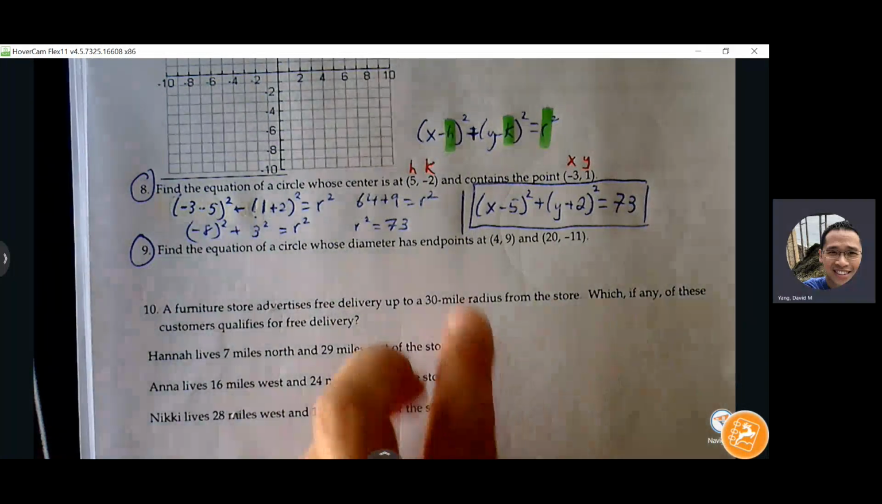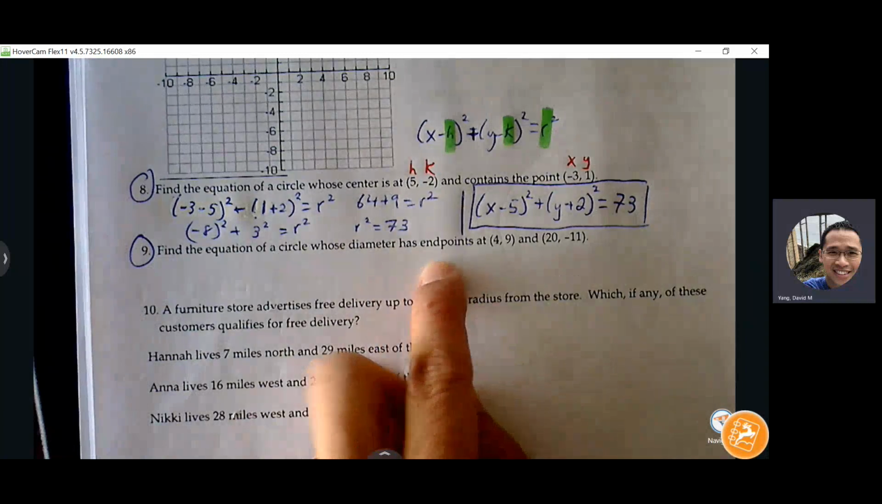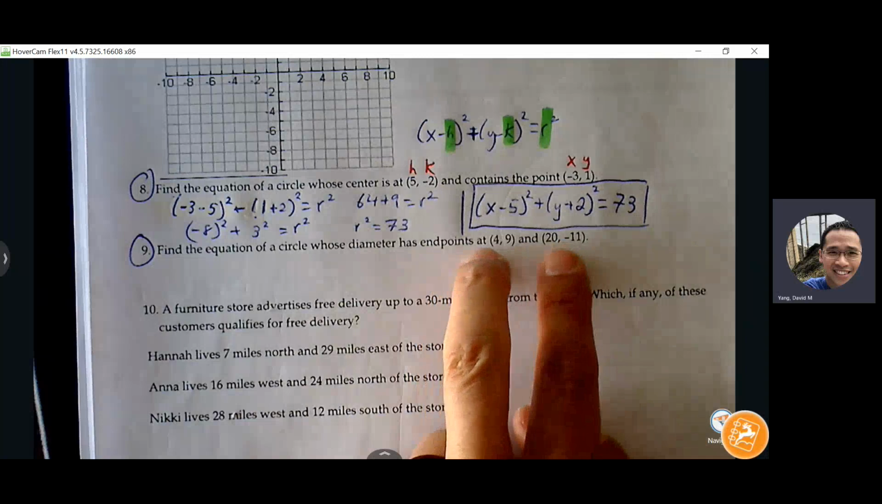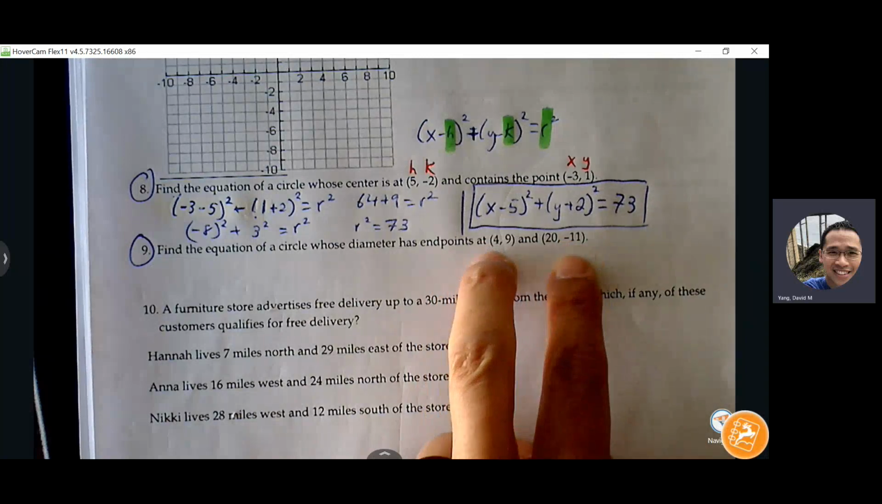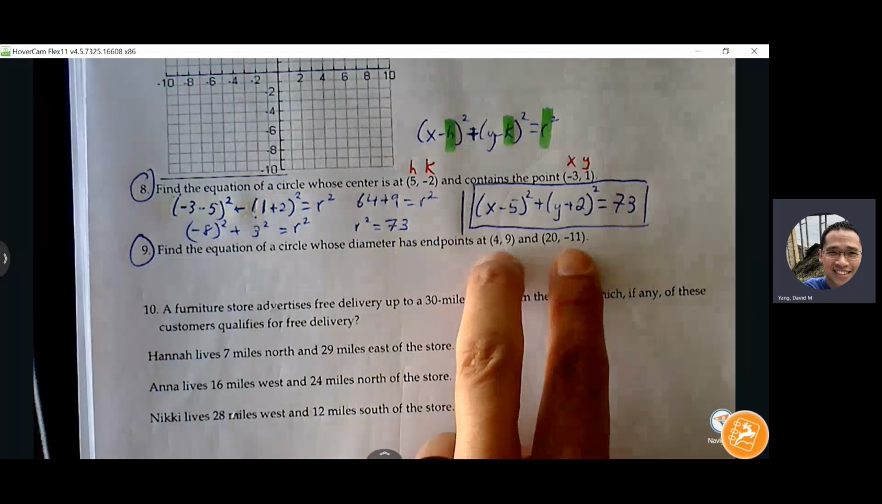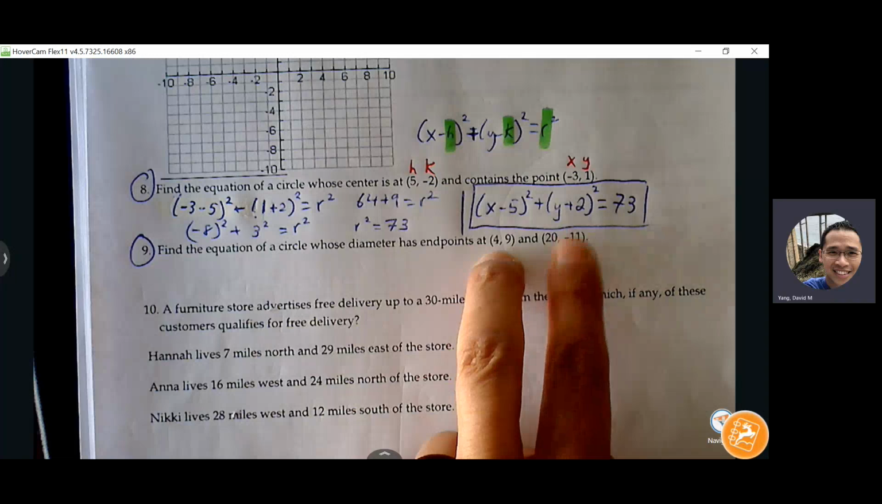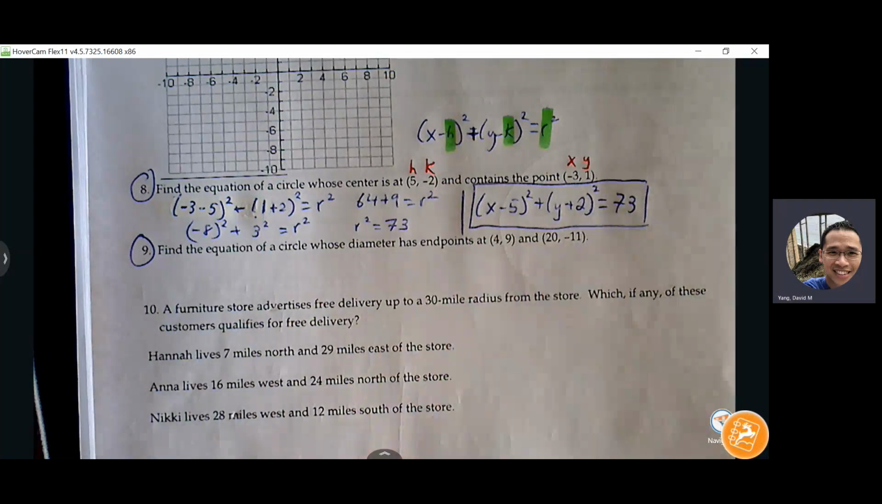Okay, one last one here. Find the equation of a circle whose diameter has endpoints (4, 9) and (20, -11). So I have endpoints of a diameter. I know a diameter is going to go through the center. What information can I find with the 2 endpoints of a diameter? Not vertex, but midpoint, which is going to be the what of the circle? Center, right? So yep. We use the midpoint formula because we have 2 endpoints of a diameter.